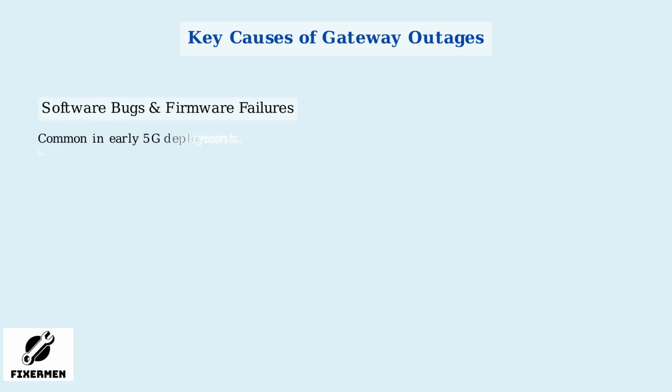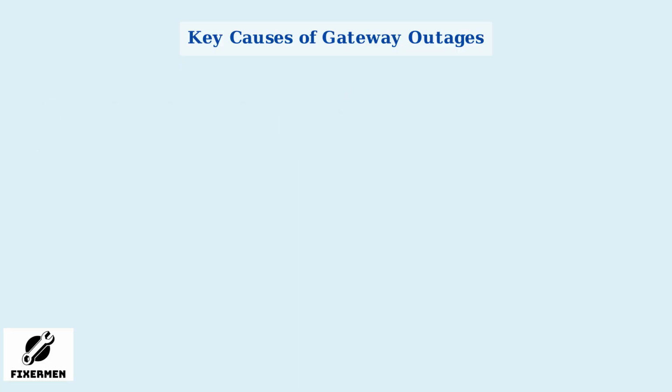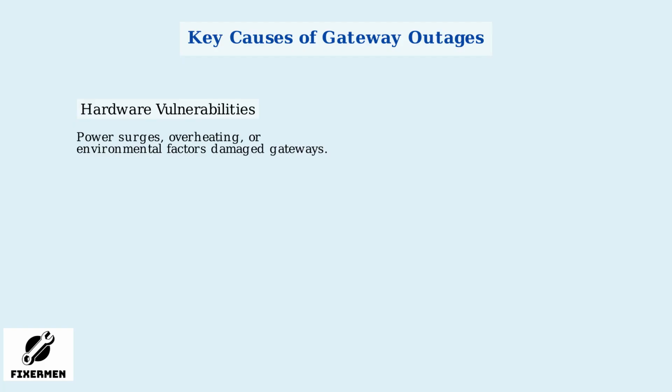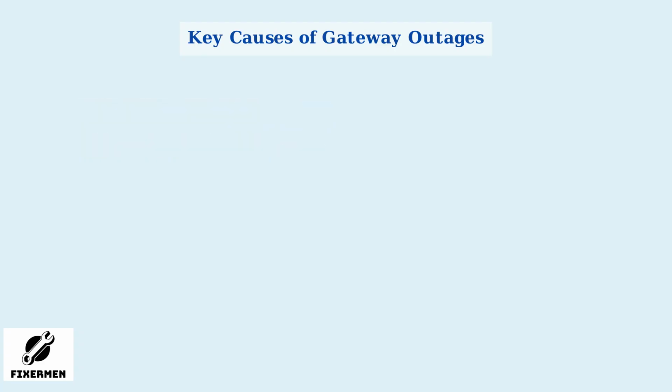Software bugs and firmware failures in early 5G deployments were common. Complex software stacks from vendors like Ericsson and Nokia led to issues in routing protocols, causing gateways to crash and disconnect regions. Hardware vulnerabilities, such as power surges or overheating, also played a role. Physical gateways in remote locations were susceptible to environmental factors and lacked sufficient cooling or surge protection.